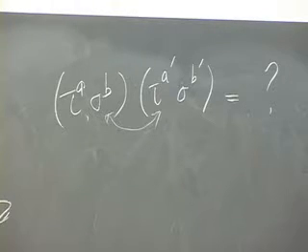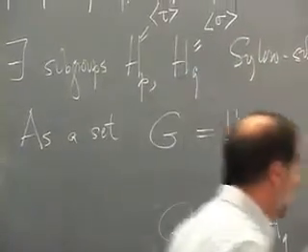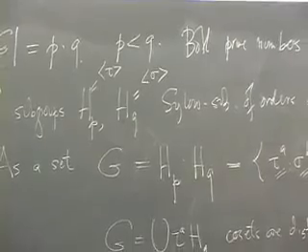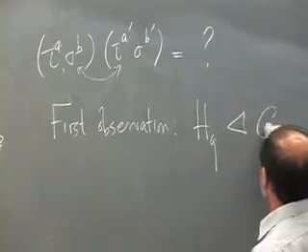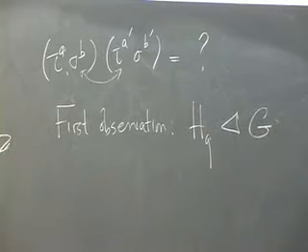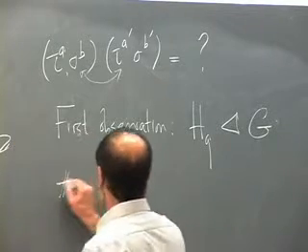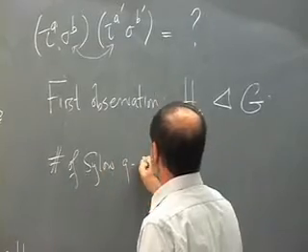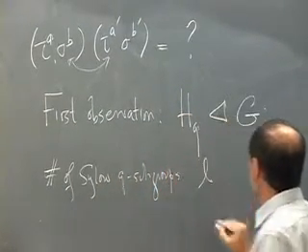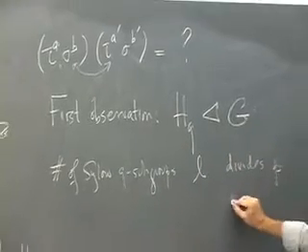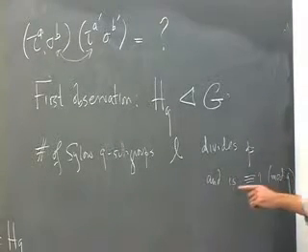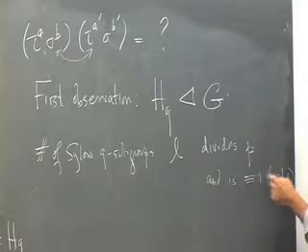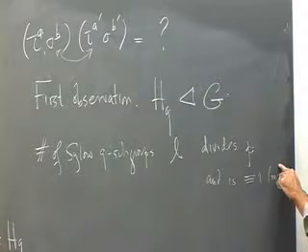the first observation I want to make is that this HQ is always a normal subgroup of G. This is completely general. HP may not be normal, but HQ is always normal, the bigger prime. And the reason is this. The number of Sylow Q-subgroups L divides P and is congruent to 1 mod Q. Well, any number other than 1, which is congruent to 1 mod Q, is at least Q plus 1. But P is less than Q, so it couldn't divide P.